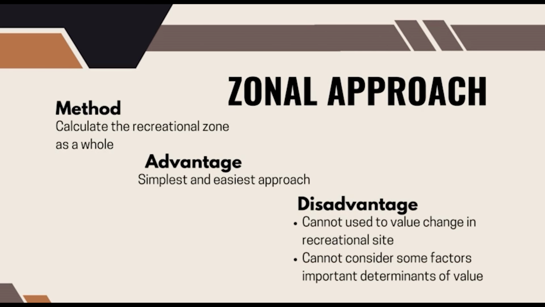Now I will talk about the zonal approach. The method used in the zonal approach is to calculate the recreational zone as a whole, as a single entity. The zonal approach has the advantage of being the simplest and easiest approach out of all three approaches. However, it also has some disadvantages. The zonal approach cannot be used to calculate the changes happening in the recreational site. It also cannot consider some factors that are important to determine the value of the recreational site.